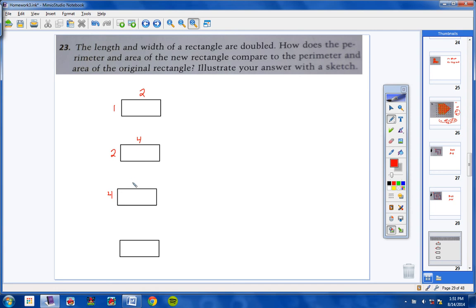And if I double my 4, I get an 8. And now for my next rectangle, if I double my 4, I get an 8. And if I double my 8, I get a 16. Okay? Now, the problem says if the length and width of a rectangle are doubled, then how do the perimeter and the areas compare? Well, I've definitely taken each of my rectangles and doubled the length and the width.